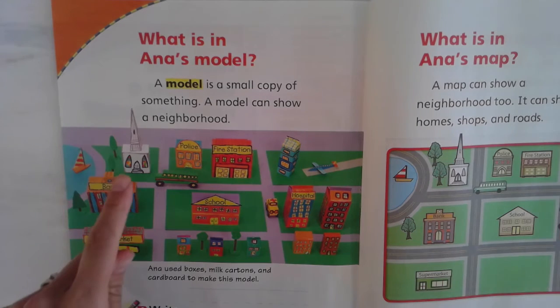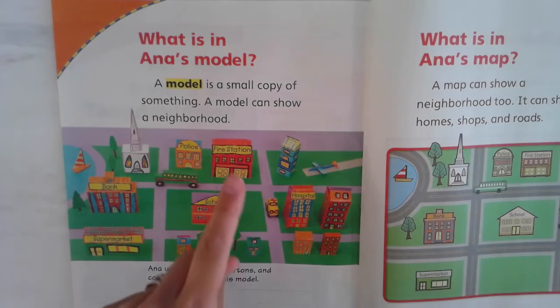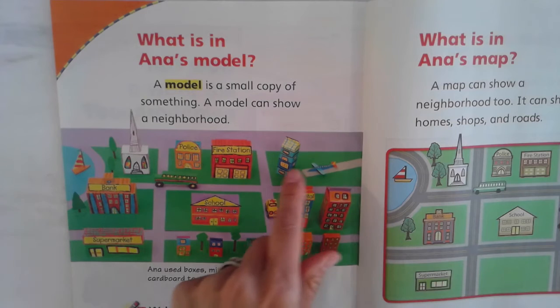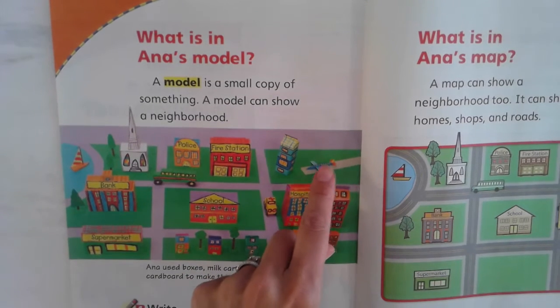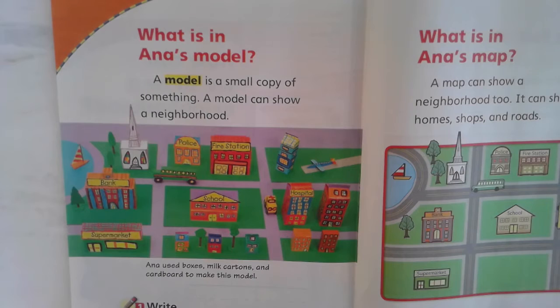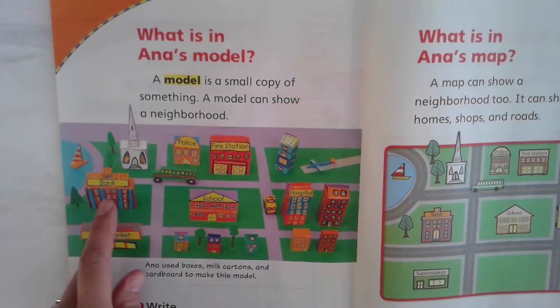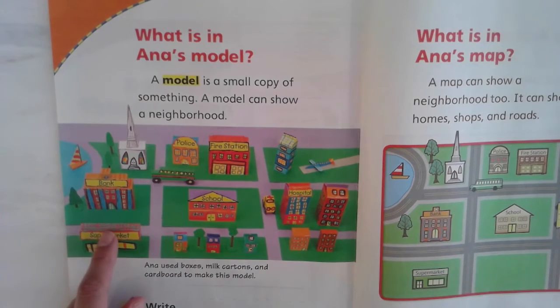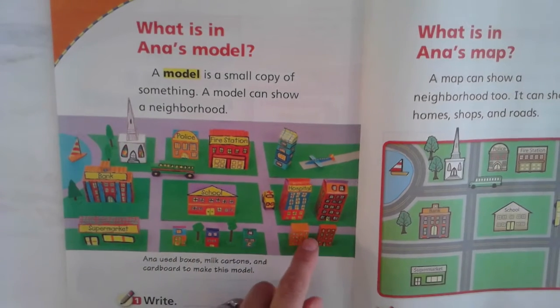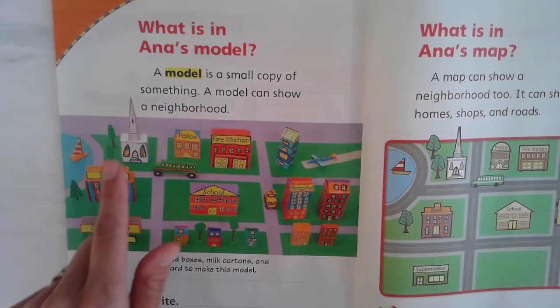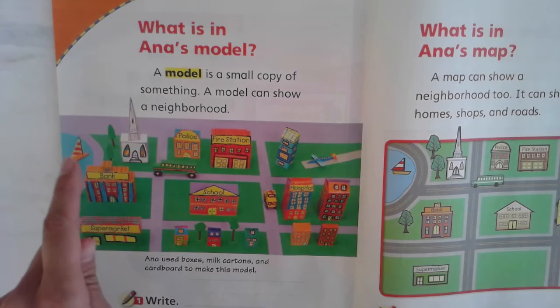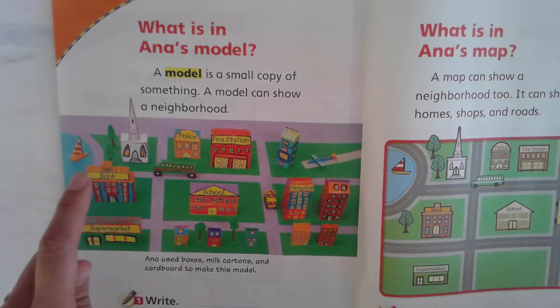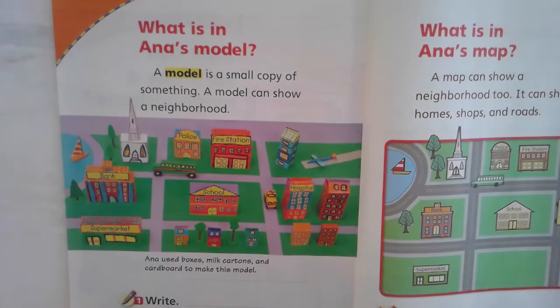So let's see what she made. She made a small church, a small police station, a fire station. This must be an airport. Even though it's not labeled, I know it's an airport because of the airplane. She made a bank. And here's a school. Oh, there's a hospital. That's a supermarket. These must be houses and apartments. So these are the homes. And then this is other things in the town. Look over here. There's even a little place where the boat can sail. Anna used boxes, milk cartons, and cardboard to make this model.